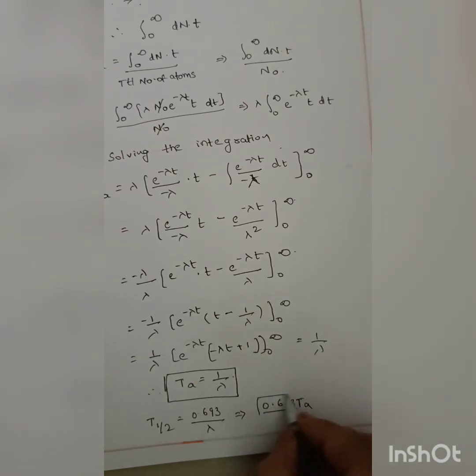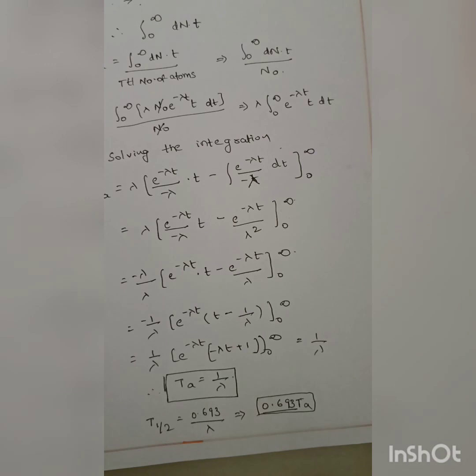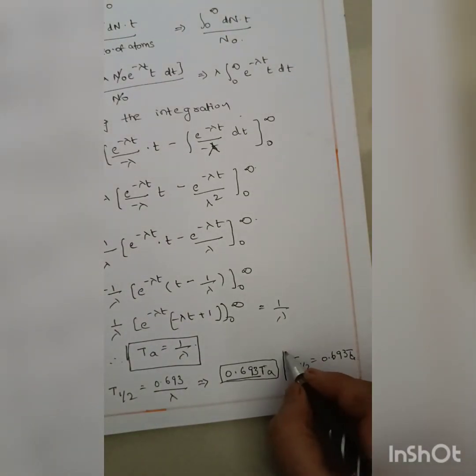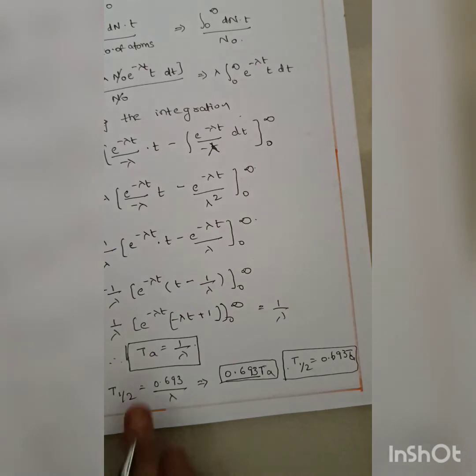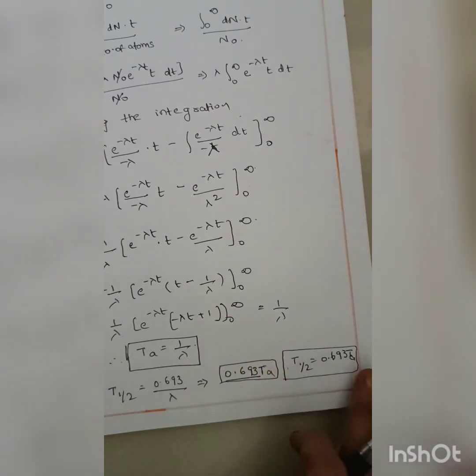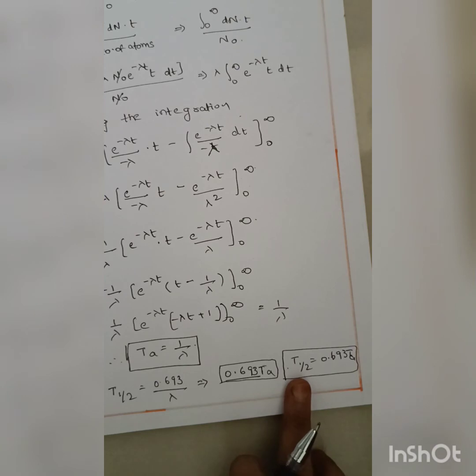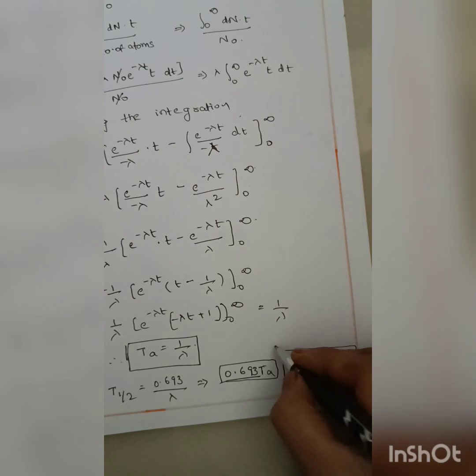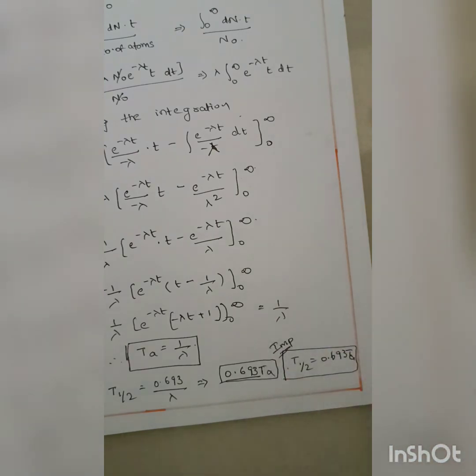Therefore, this is the relation between half-life and average life. So therefore, we can write T half is equal to 0.693 T average. This is the relation. Okay, so T average is nothing but 1 by lambda, where lambda is the decay constant, and the relation between half-life and mean life of a radioactive substance is T half is equal to 0.693 TA. Okay, this is a very important relation.